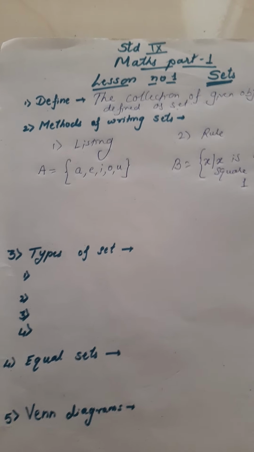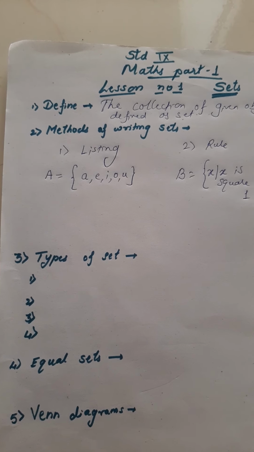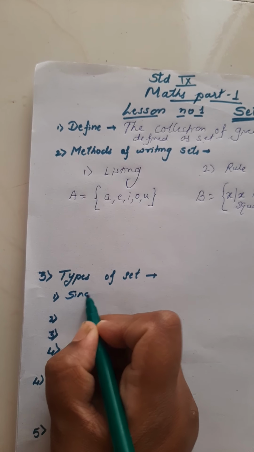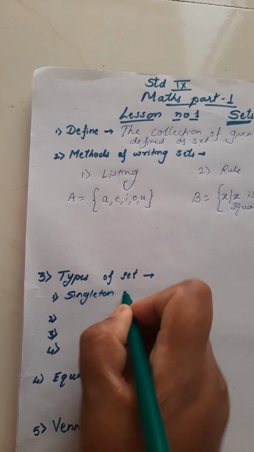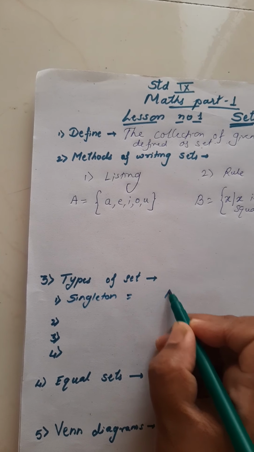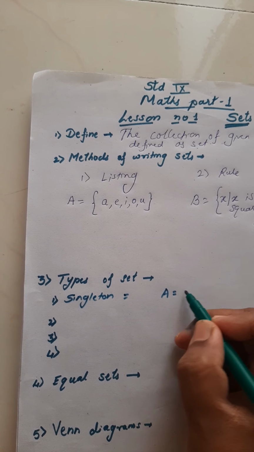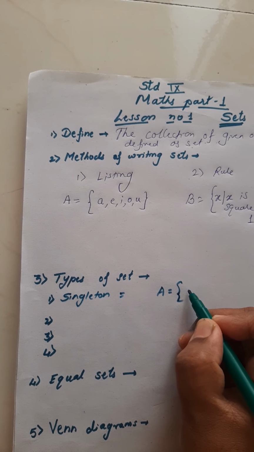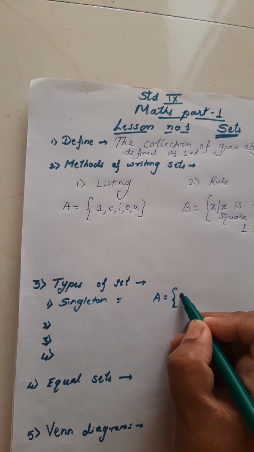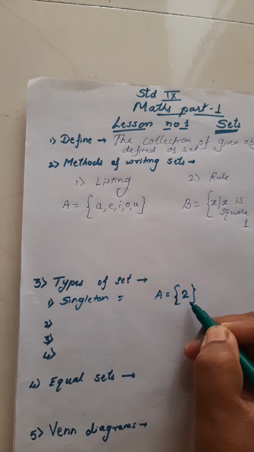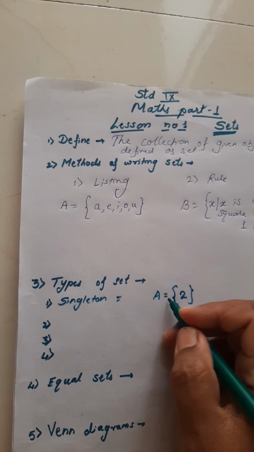Now there are four types of sets. Number one, I will write here singleton set. What does the word singleton mean? There is only a single number. For example, I will write the set. Okay, what is the name of the set? A. And I will write here a specific description: a single even prime number. This is a singleton set. A is called a singleton set.